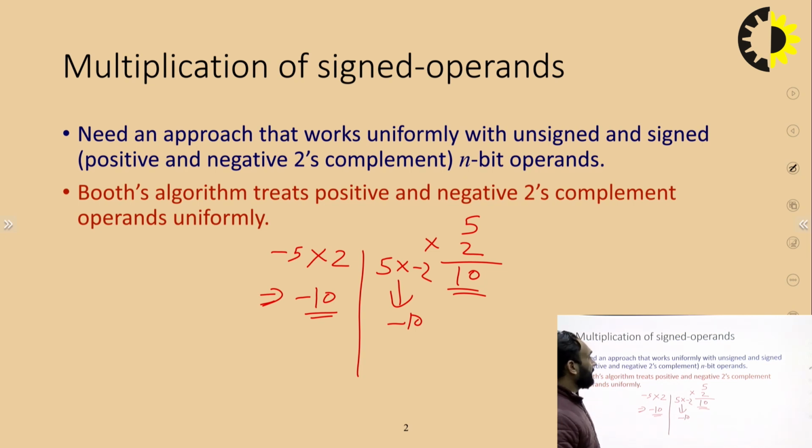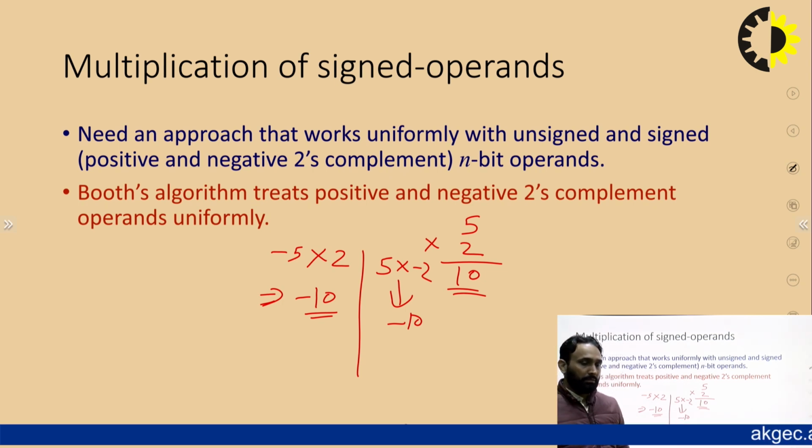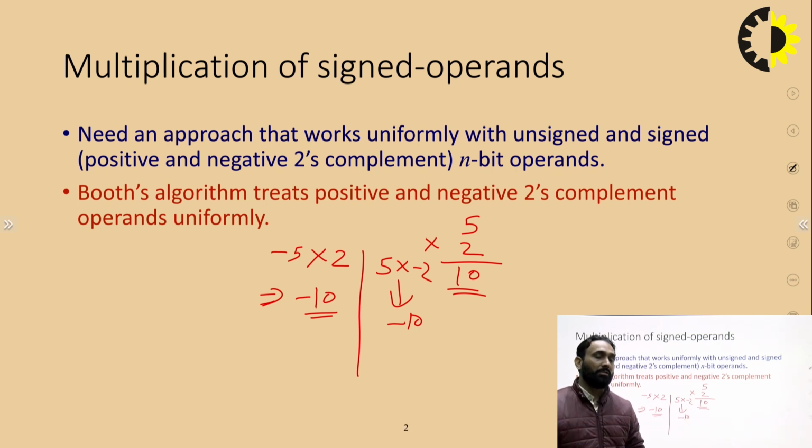Booth algorithm treats positive and negative 2's complement operands uniformly. As we know, in a negative number we use 1 on the MSB to represent negative and 0 for positive. When we perform multiplication by the traditional method, we keep in mind whether the MSB is 1 or 0. But in Booth algorithm that is not required; it considers both cases uniformly. How it is done, I will explain with the help of an example.